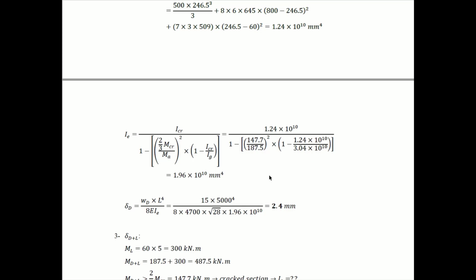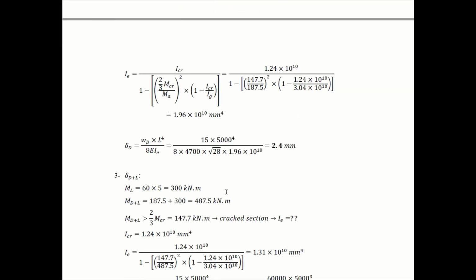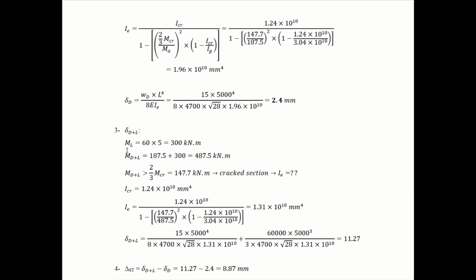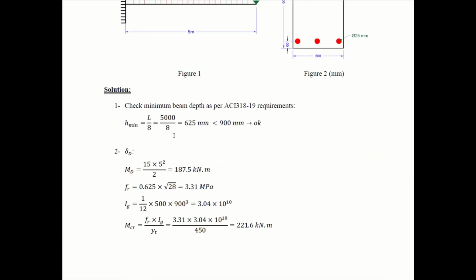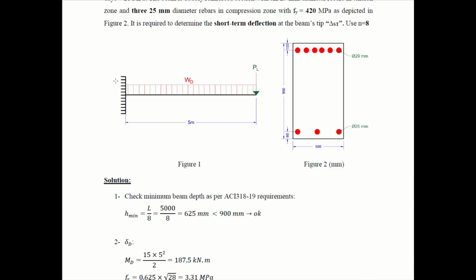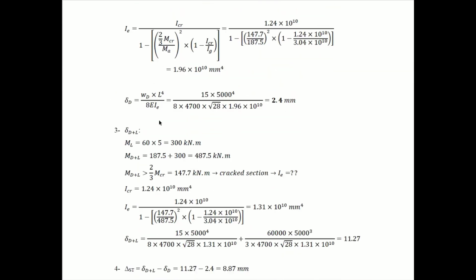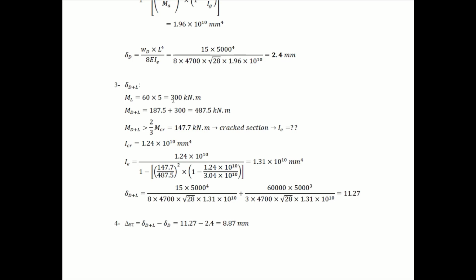Now we need to determine the deflection due to dead plus live load, and then we subtract both terms. Now we are going to repeat the same steps, but we need to determine M live. Since the live load is a concentrated load and not a distributed load, we have a different equation to determine it. M live here is equal to load times distance. If we go back to the example, this is the live load. The moment here is equal to P times L, 60 times 5, which means the moment due to live load is equal to 300.